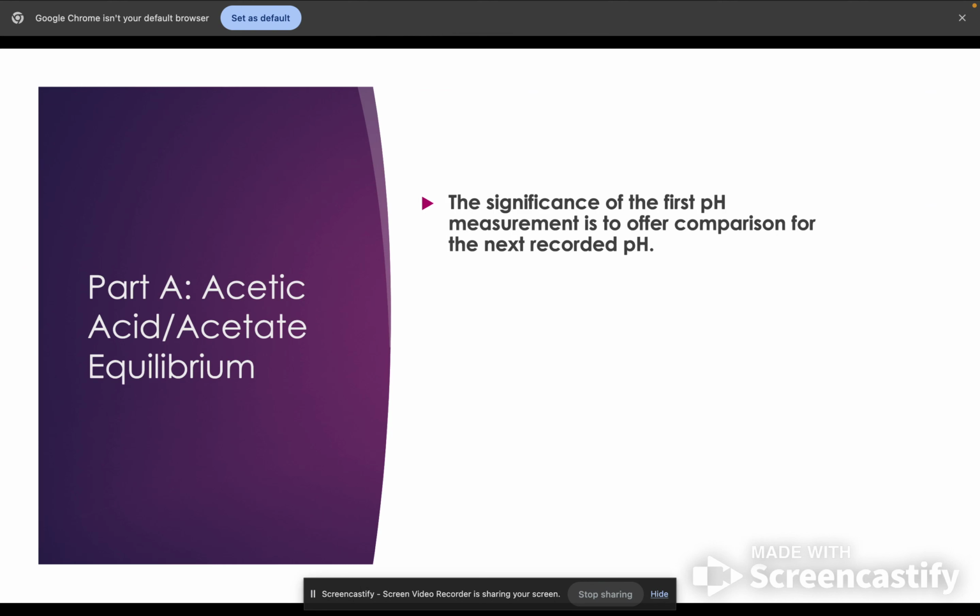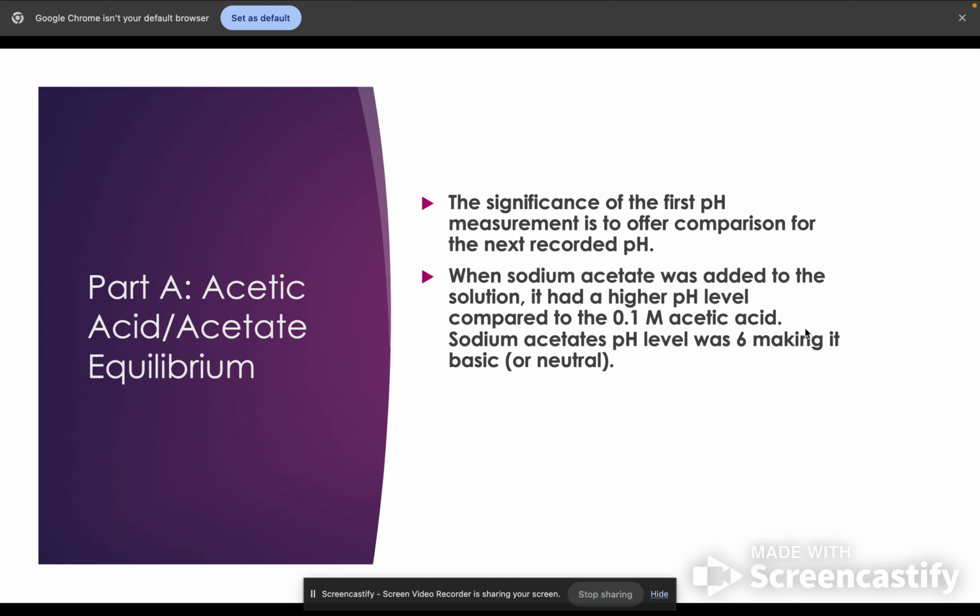And the significance of the first pH measurement is to offer comparison for the next recorded pH. The pH level of 0.1 molar acetic acid was 5, and that made it more acidic. And from there, we're able to compare the next pH level of when sodium acetate is added. So when sodium acetate was added to the solution, it had a higher pH level compared to that of the 0.1 molar acetic acid. And sodium acetate's pH level was a 6, making it basic or more of a neutral solution.